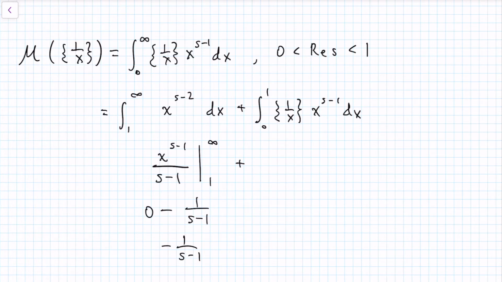The second integral I'm actually going to split up first as a sum. It's not obvious why I'm doing that yet, but I'll explain in a moment. So we're going to split it up as a sum of the integral from 1 over n plus 1 to 1 over n of itself.